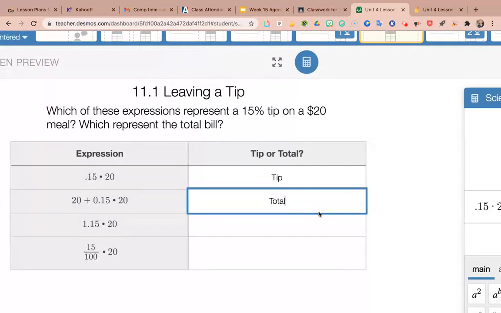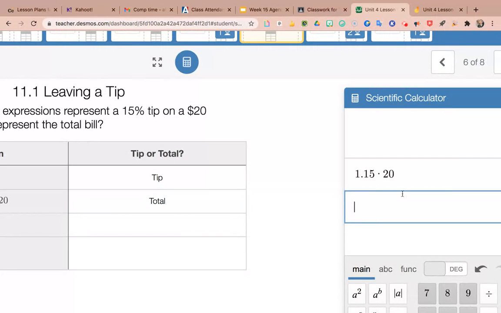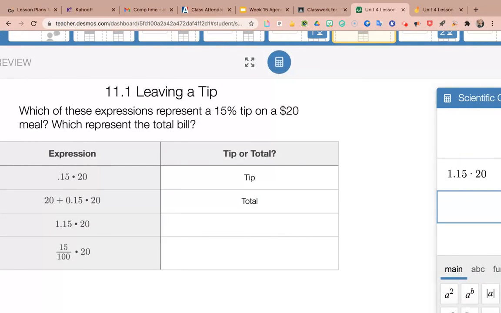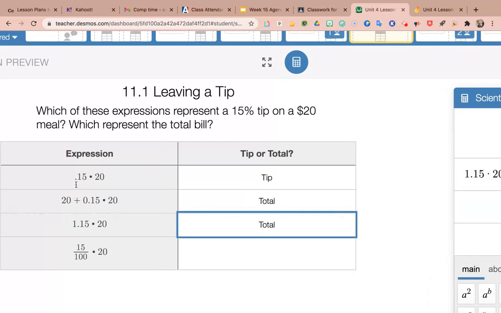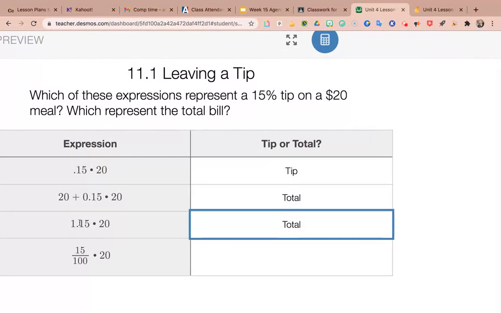1.15 times 20, well, let's try it out. So if I put a 1 right here, oh, I get $23, so that is the total. So notice that if I multiply the meal by 0.15 or 15%, I find the tip. If I multiply by 1.15, this is kind of like 115%. That's finding the total because I'm finding 100%, which was 20, the meal, and 15%. So 1.15 is just another way to write this. 115% is like adding the original 100% plus the 15%.